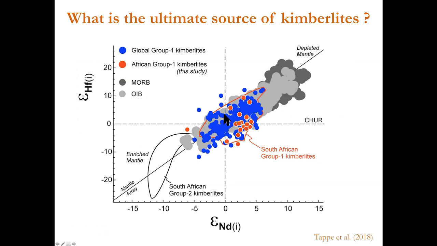Kimberlites move around the bulk earth value, which is this crosshair. They can be a little bit more depleted, also a little bit more enriched, but they don't really move very far away from this, which calls for fairly regular mantle sources as the simplest explanation. And again, if we look at hafnium neodymium isotope space, we can again see the strong overlap with these ocean island basalts here in these gray circles. So that also hasn't changed.